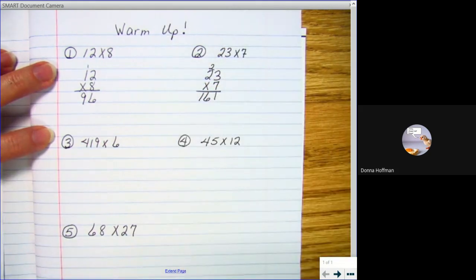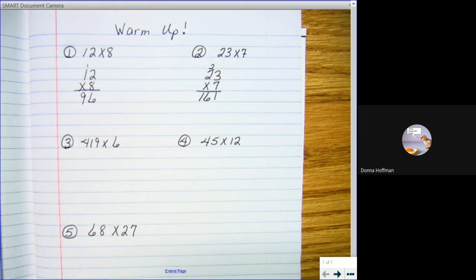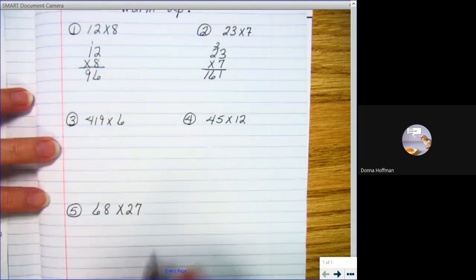We get 196. That one doesn't seem right. Hold on. I guess it is. Maybe I wrote the wrong problem down. It doesn't feel right. Number 3.